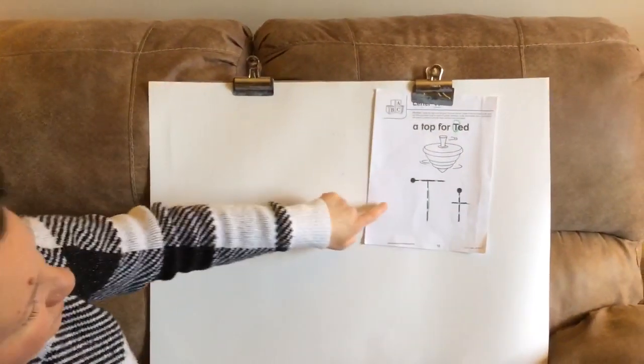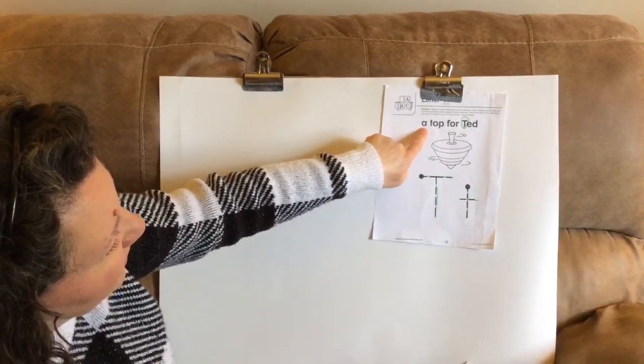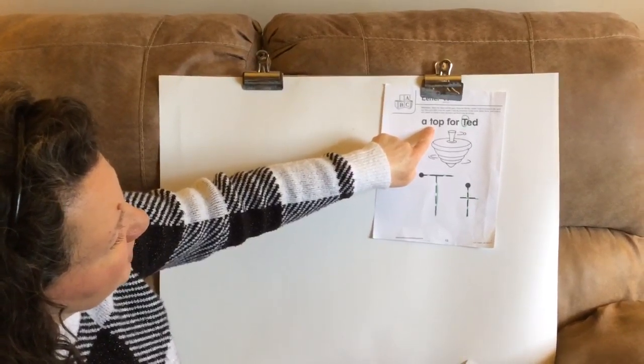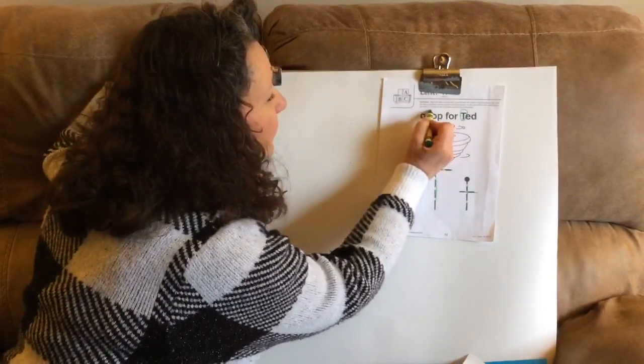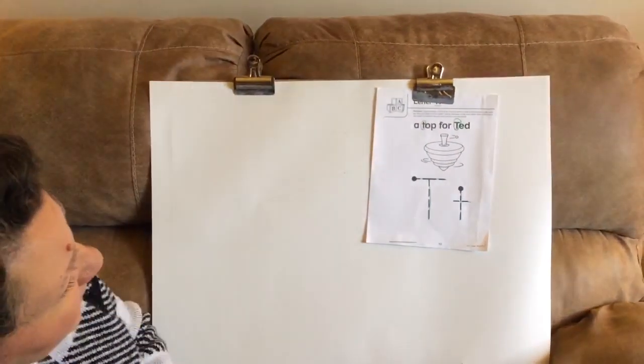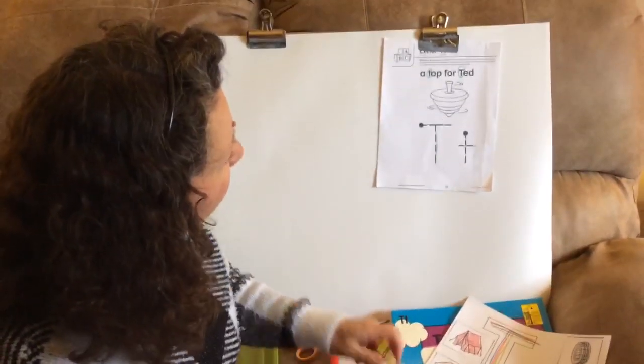And let's look again. Let's see if we can find the lowercase t. A top for Ted. Let's go very carefully. You see that? With your crayon, very carefully, circle just that letter T. And then we can go back and you can color your top. You can make it all different colors.